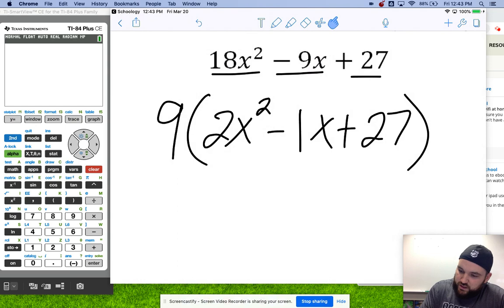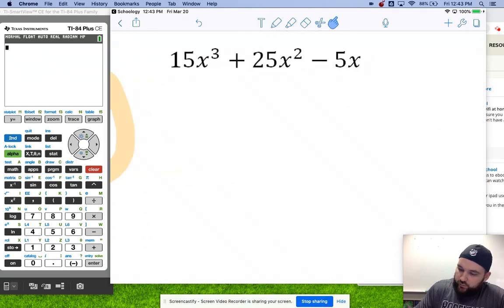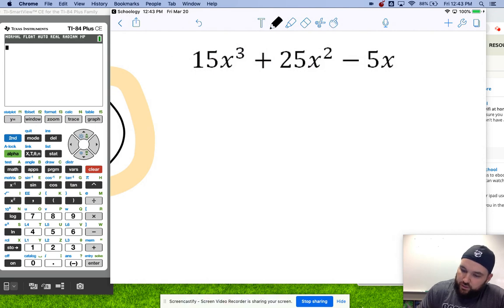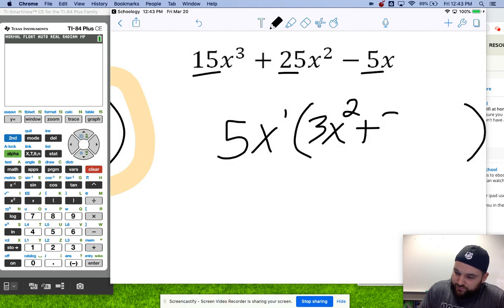Those powers will stay unchanged. Okay. And then over here, 15x to the third plus 25x squared minus 5x. I recognize the coefficients can all be divided by 5. They do all have x, so x to the first power I can take from every term. This becomes 3x to the second plus 5x to the first, and then just minus 1.